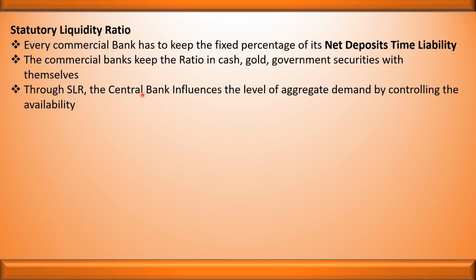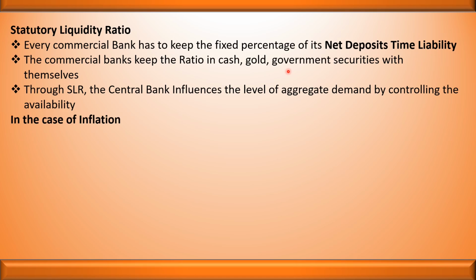Listen, in the case of the cash reserve ratio, we have seen that commercial banks have to keep a certain percentage of their deposits in the RBI. So in the case of the statutory liquidity ratio, every commercial bank has to hold a certain percentage of their deposits with themselves all the time. It means that money which they are holding all the time, they cannot give to the people in the form of loans. They have to hold it in the form of cash, gold and government securities. And through this, the RBI checks the supply of money.